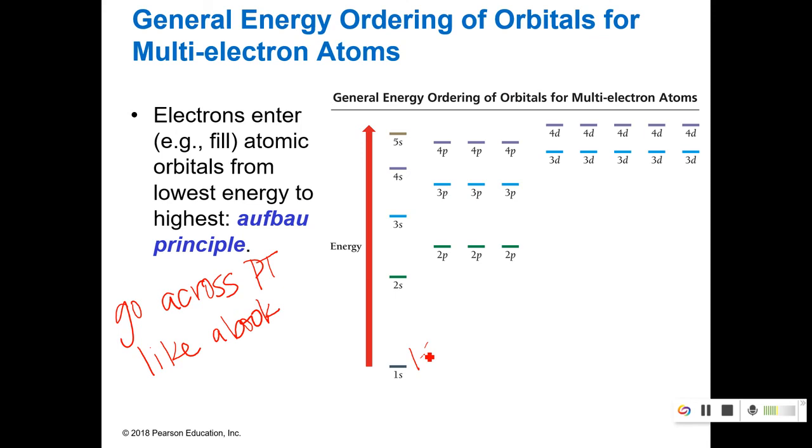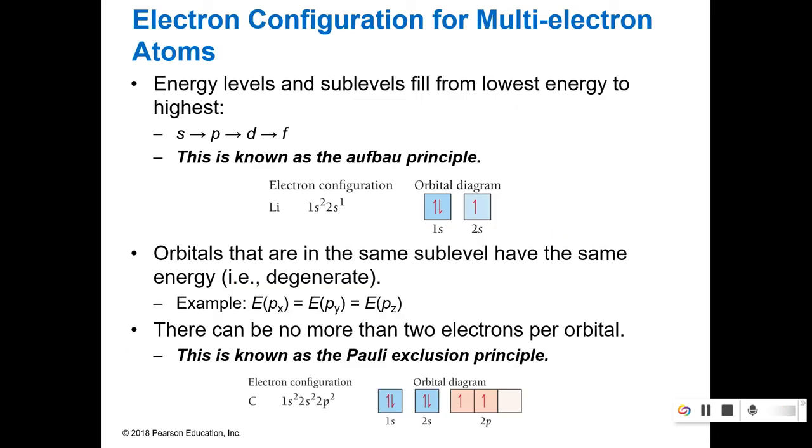Okay, so 1s, this is the first 2 elements. 2s is 3 and 4. 2p is 5 through 10, and we just keep going. Okay, this picture will make more sense once you do that activity. So again, Aufbau is that they fill the lowest energy level first. And that's the Aufbau principle.